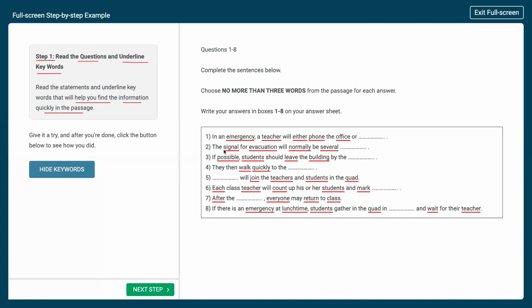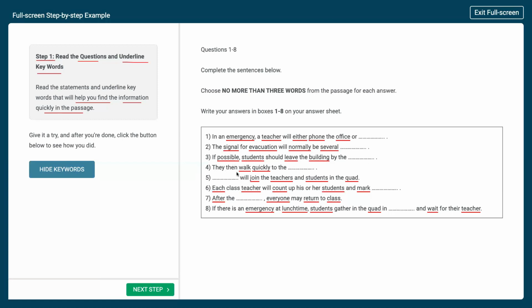Okay, number two, the signal for evacuation will normally be several. And normally is another absolute term, so I've underlined that as well because it could be something like usually, often, and this should make us examine the area of the passage that maybe has normally or has some sort of adverb of frequency so that we can figure out this gap as well. So here we're looking for a signal. Already from these two questions, we can see that this is something about a school and an emergency evacuation process, something like this.